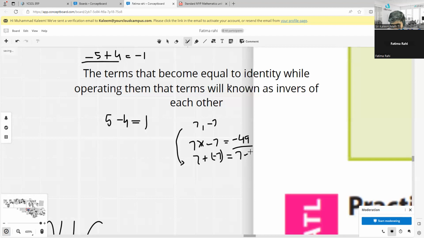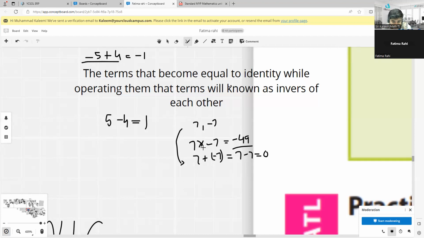7 minus 7 gives you 0. It gives the additive identity. While adding up, if we get additive identity, then those terms will be known as additive inverse of each other. So we will say that 7 and minus 7 are additive inverse of each other. These are not multiplicative inverse of each other, because while multiplying them, we will not get the multiplicative identity.